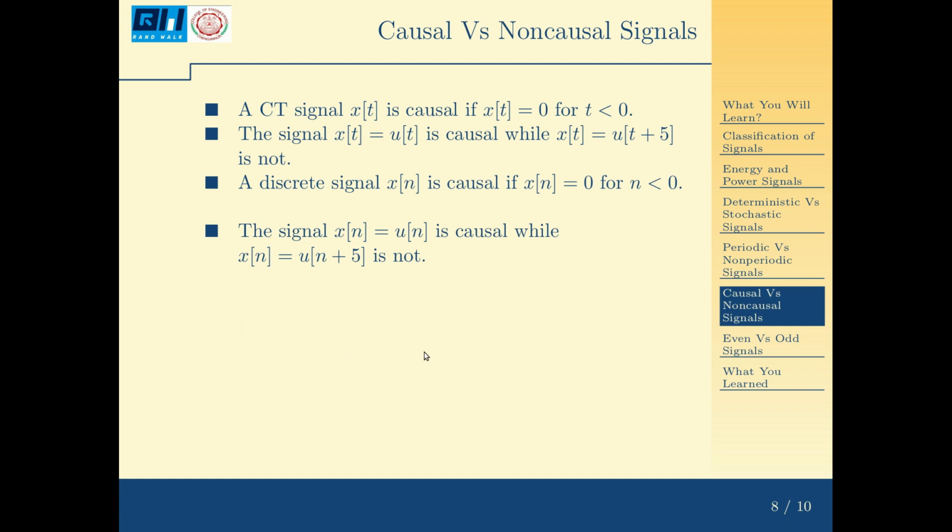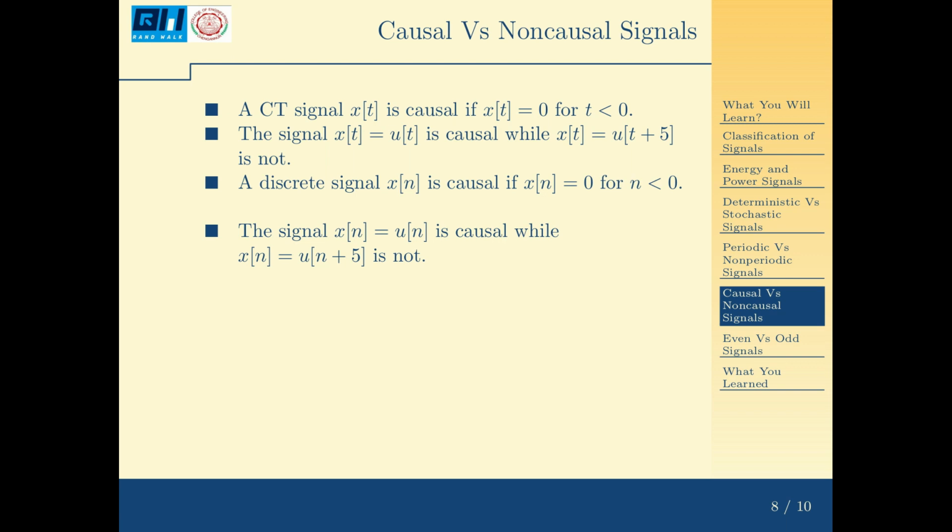Now we see another classification, the causal versus non-causal signals. Suppose a continuous time signal x(t) is fully right-sided, it is causal if x(t) is 0 for t less than 0. Say, look at the signal x(t) equal to u(t). This is a causal signal because u(t) is 0 for t less than 0. While u(t plus 5) is not, because it has some values from minus 5 to 0. So it is not a causal signal.